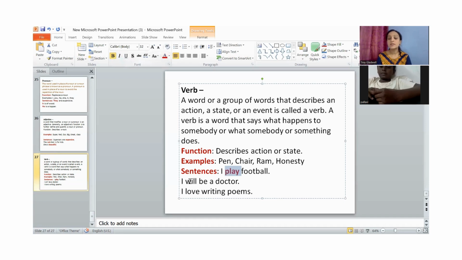Got it? Verb. Similarly, I will be a doctor. What will you be? A doctor, right? So here, what is the action? Be. You're going to become. Be here is the verb.